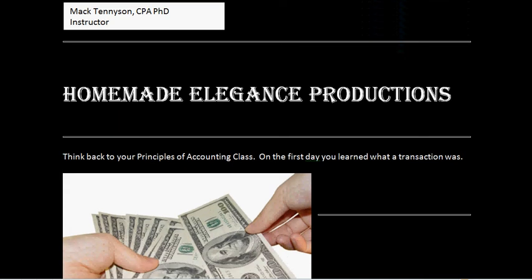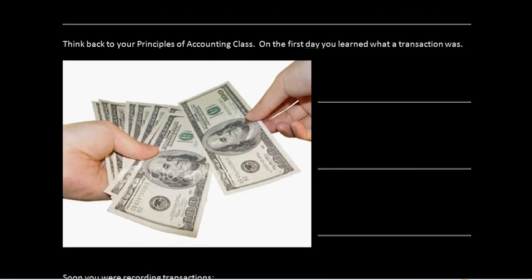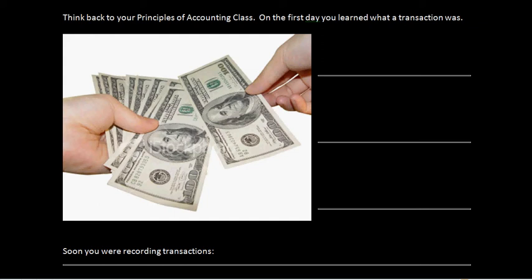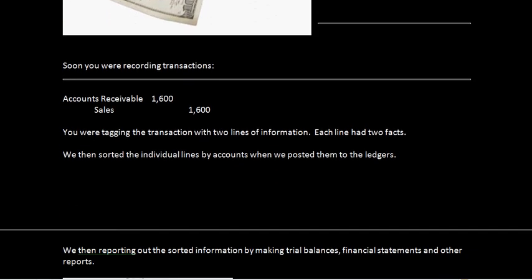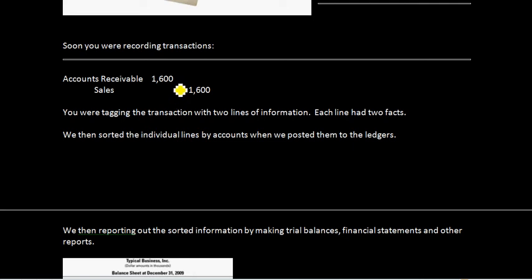Think back to the time when you took Principles of Accounting. On the first day of class, they taught you what a transaction was. And it wasn't long until you were making journal entries of your own. We were recording the transaction, making two lines of information, and they had three facts. On each line of information, we had the account, the amount, and that it was a debit. And on the next line, we had the account and the amount, and that it was a credit. And it wasn't long until you were posting these to the accounts.